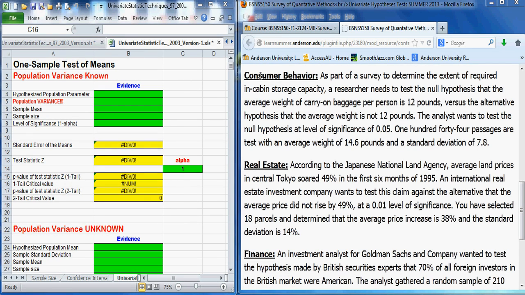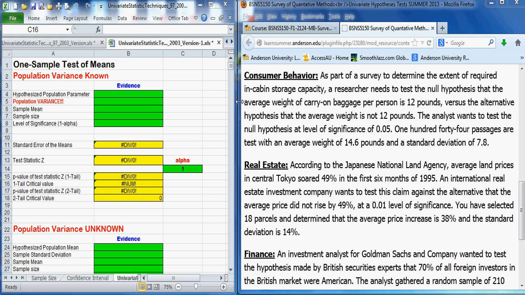Let's start with the consumer behavior problem, and it states that as part of a survey to determine the extent of required in-cabin storage capacity, a researcher needs to test the null that the average weight per person of carry-on baggage is 12 pounds, versus the alternative hypothesis that the average weight is not 12 pounds. Notice that it has a straight equality. In other words, it's not a greater than or a less than.